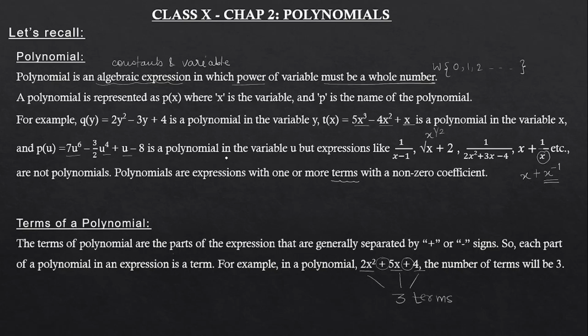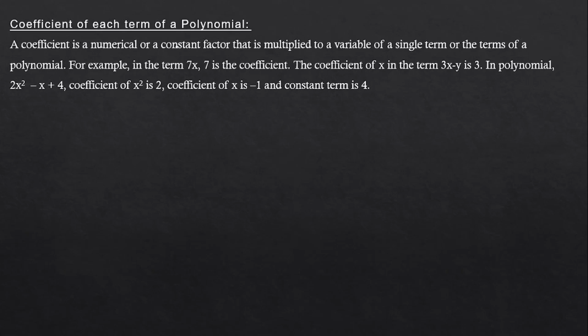Consider another example. If I see the polynomial p of u, we see there is 1, 2, 3 and 4. How many terms are there? There are 4 terms in this polynomial. Let us move on. The next term is the coefficient of a polynomial. Now, what is a coefficient? A numerical or a constant factor that is multiplied to a variable of a single term of a polynomial. So in short, a coefficient is the numerical factor of every term.